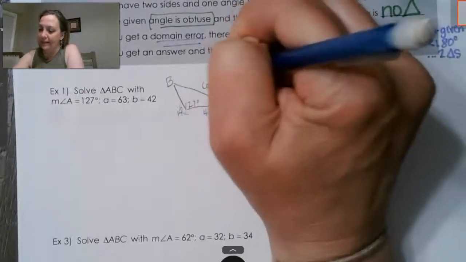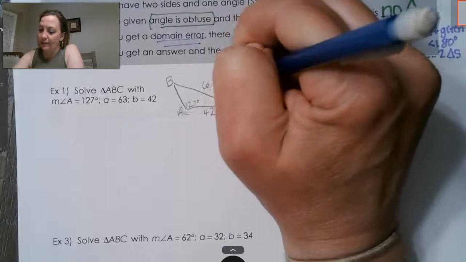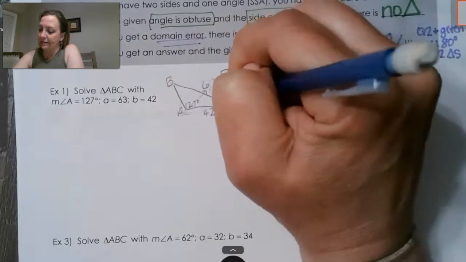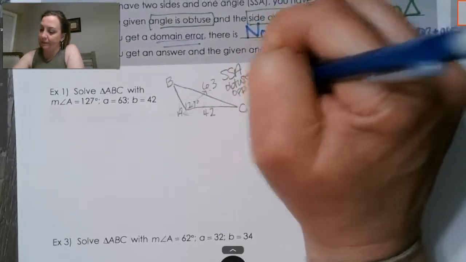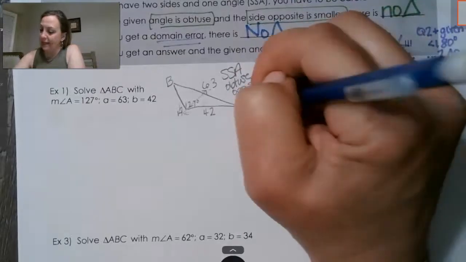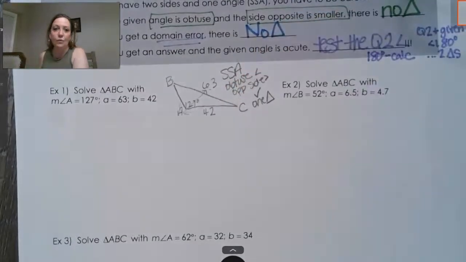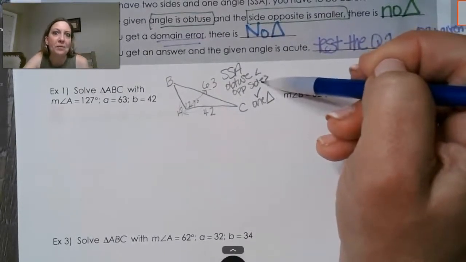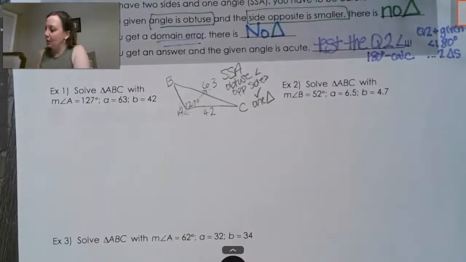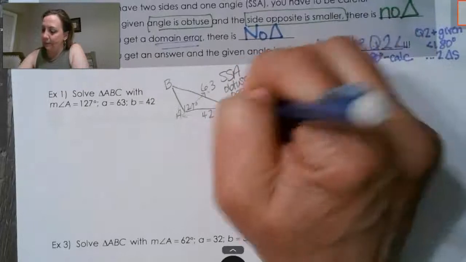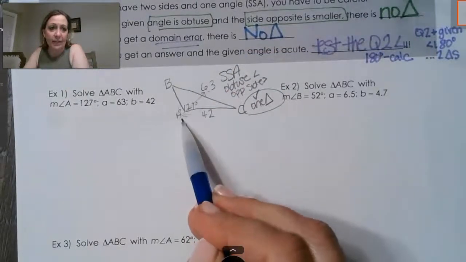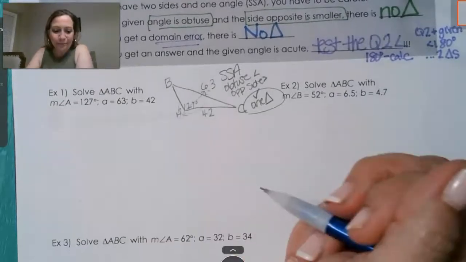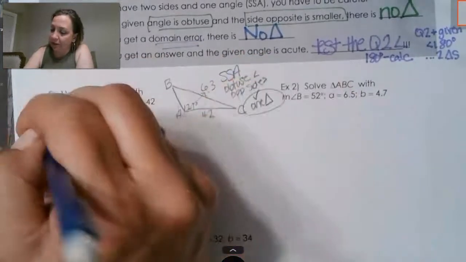We see that this is an SSA question, that it's obtuse, and that the opposite side is bigger. What that means is that we're all set and we can proceed, and there's one triangle. You don't have to write all this out. I'm just letting you know what should be going on in your head. We know there's just one triangle since it's an obtuse angle and the side opposite it is larger than the adjacent side, and that makes sense since the larger side should be across from the bigger angle.